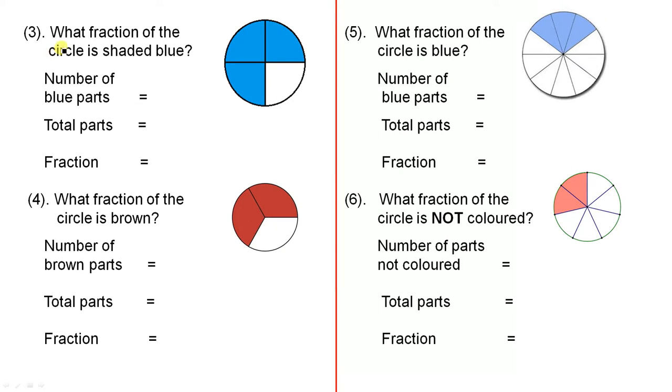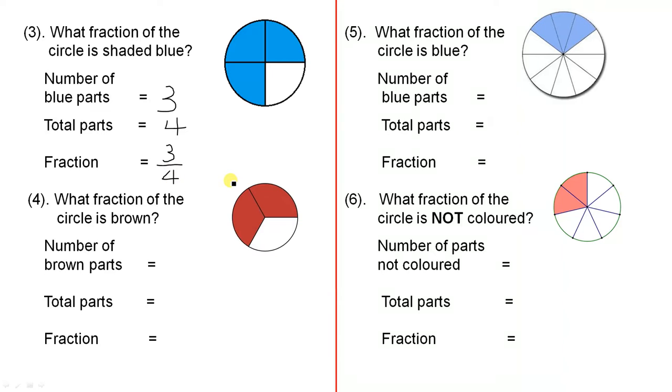What fraction of the circle is shaded blue? The number of blue parts are 1, 2, 3. So there they are there. The total parts, there are 4 parts altogether. So the fraction must be 3 over 4, which is 3/4.